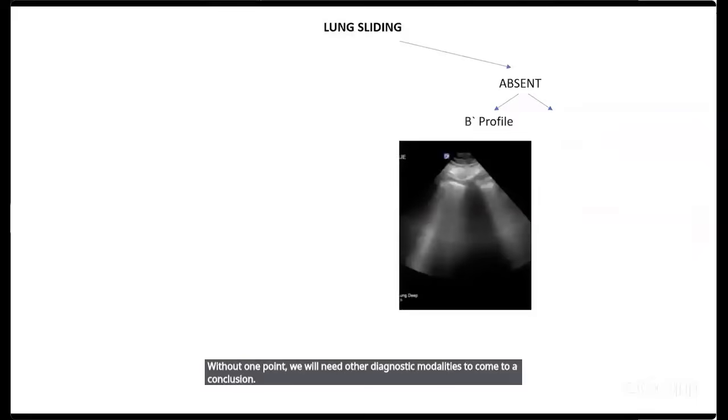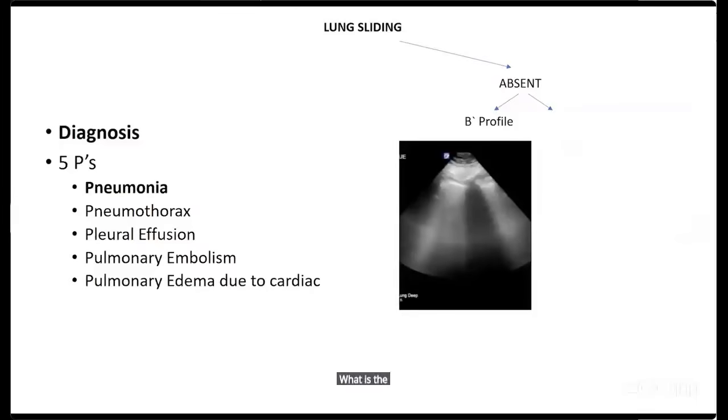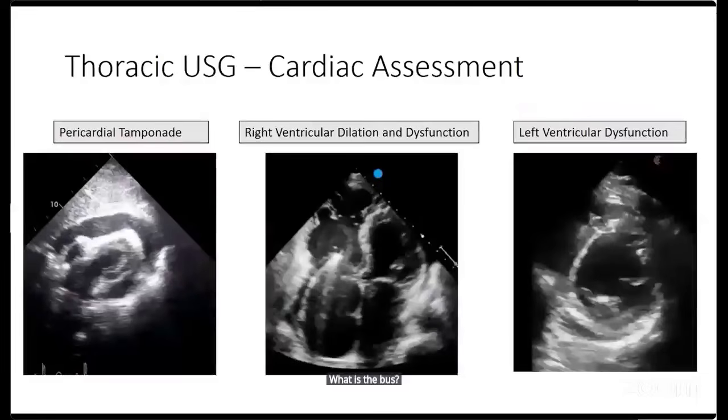Right. Now, what if there is a B profile? So lung sliding absent, a lot of B lines coming. What is the cause? Pneumonia. So you've seen all of these signs and you've not come to any diagnosis. Then the thoracic ultrasound can also be used to do a quick cardiac assessment. And cardiac assessment can tell you the cause of dyspnea, or in many cases, the cause of circulatory failure.